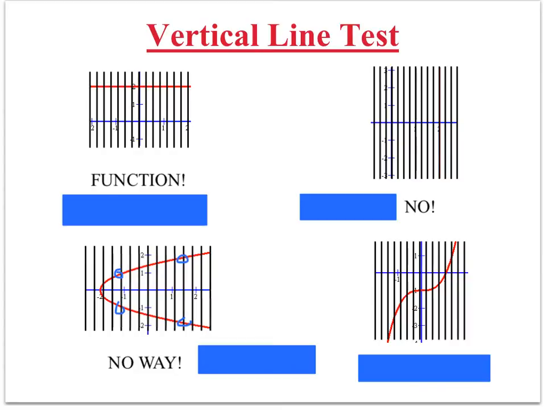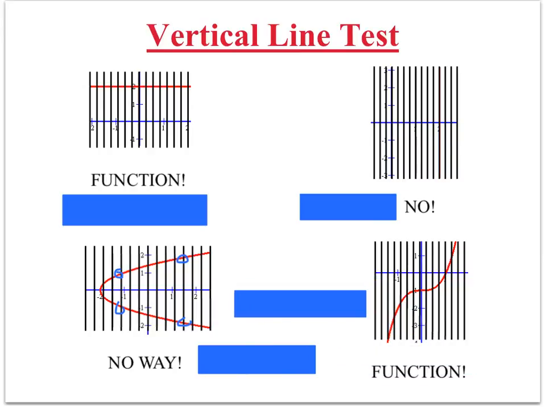Lastly, with this one right here, you have this weird looking kind of S. That's actually a cubic graph. You'll see that more in Algebra 2. But anyway, if you look at this, you draw your vertical lines. You can see that each vertical line just hits your graph at one point, no more than one point. So that means that this graph is actually a function.